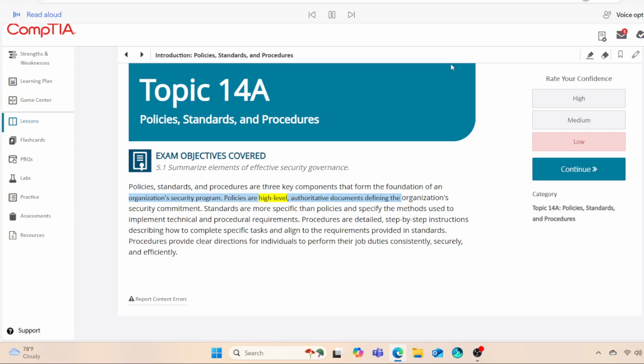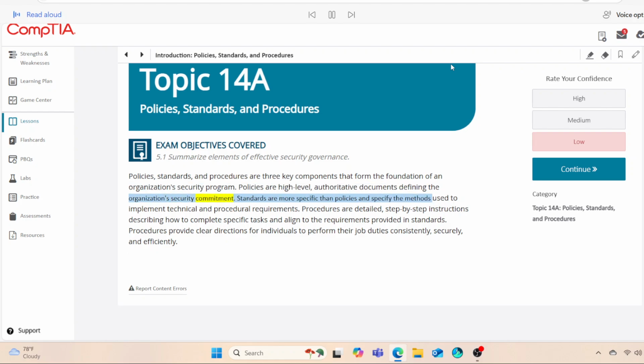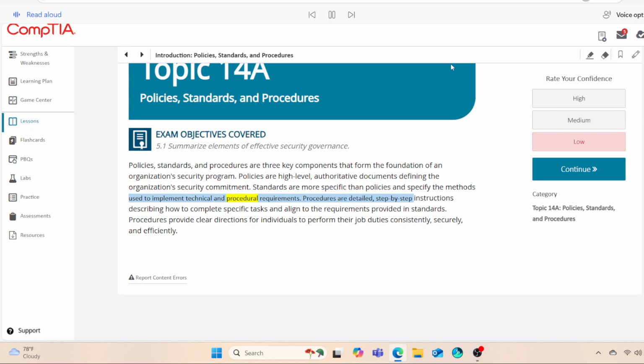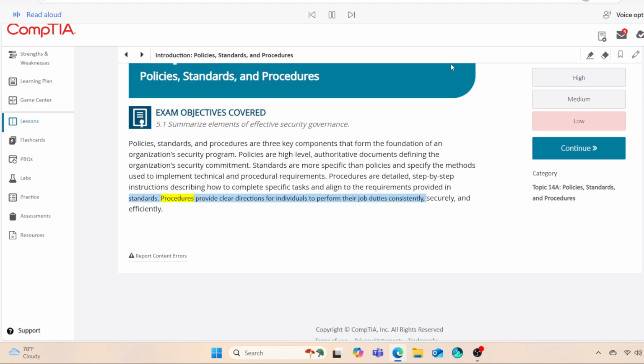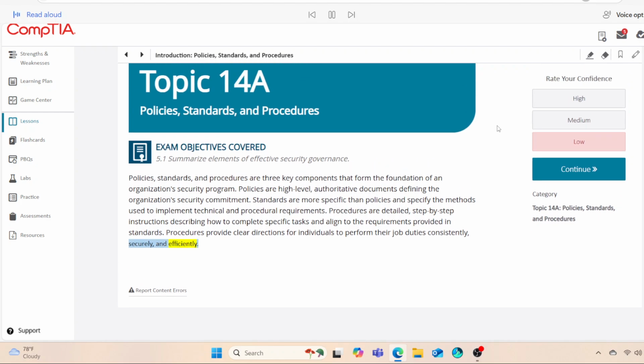Policies are high-level, authoritative documents defining the organization's security commitment. Standards are more specific than policies and specify the methods used to implement technical and procedural requirements. Procedures are detailed, step-by-step instructions describing how to complete specific tasks and align to the requirements provided in standards. Procedures provide clear directions for individuals to perform their job duties consistently, securely, and efficiently.